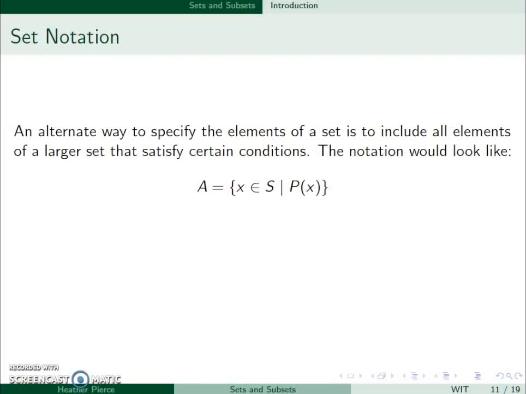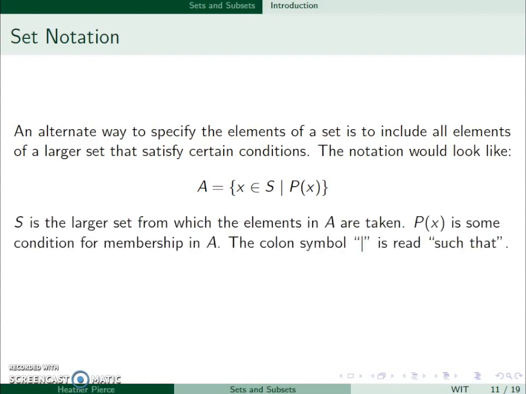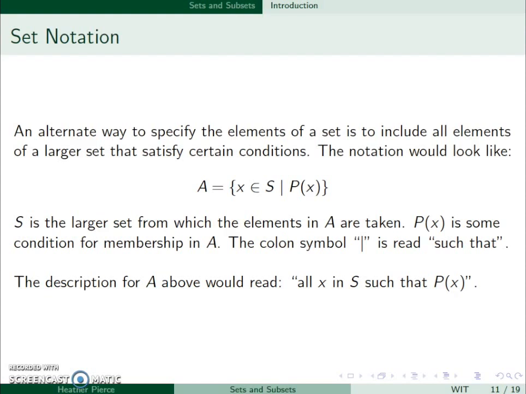So another way to describe a set is to include all elements of a larger set that satisfy a certain condition. And here's the notation. This is read as A is equal to the set of all x in S such that P of x. So S is the larger set from which the elements in A are taken, and P of x is some condition. This symbol, bar, is just read as "such that." So like I said before, this would be read all x in S such that P of x.